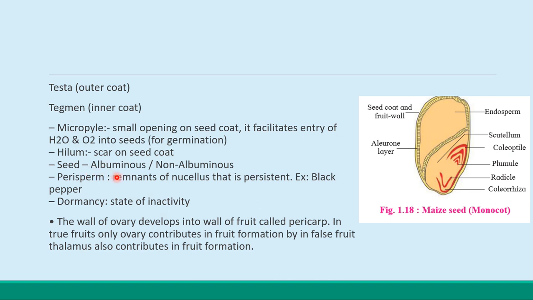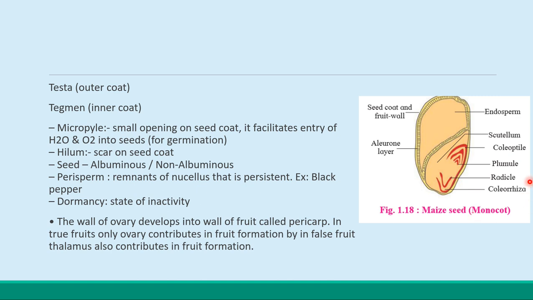Then the seed may be albuminous or non-albuminous. When the seed gets matured, at that time it may be albuminous or non-albuminous. Now I will tell you what albuminous is and how you will identify albuminous and non-albuminous seeds. The albuminous seed retains a part of the endosperm as it is, which is not used during embryo development, like in maize. Maize is an albuminous one.